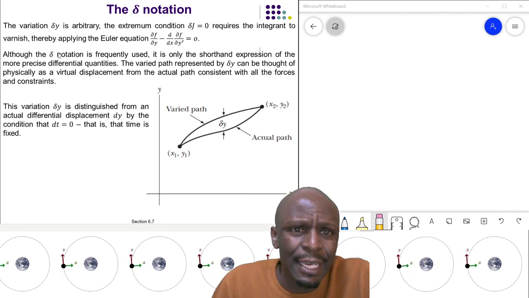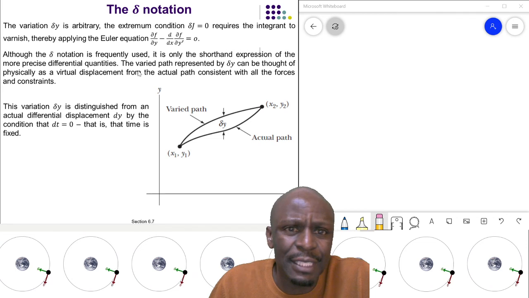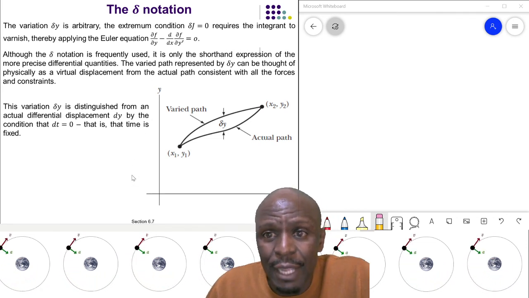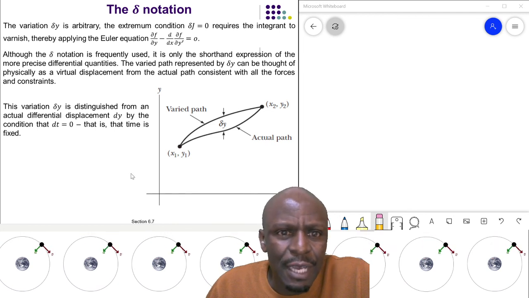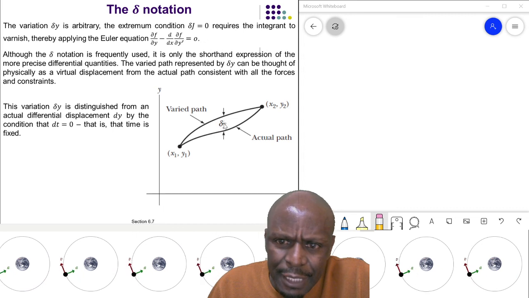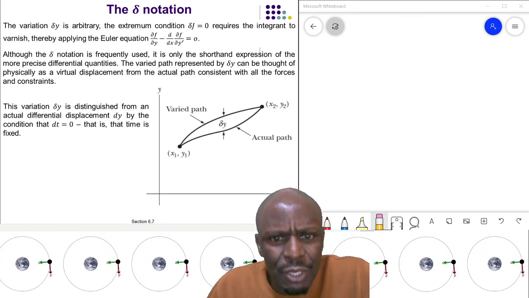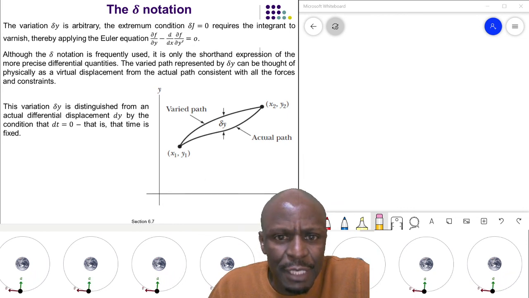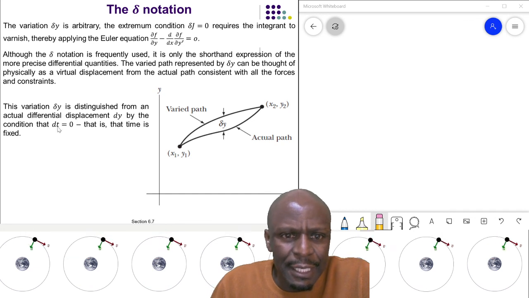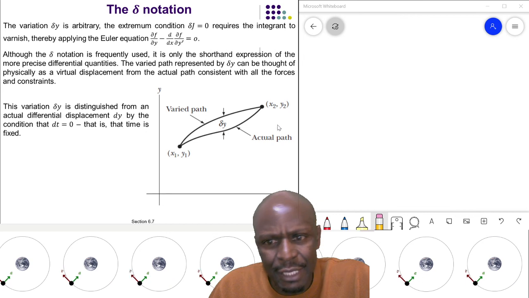Although the delta notation is frequently used, it is only a shorthand expression of the more precise differential quantities. The varied path represented by delta y can be thought of as a virtual displacement, as I've told you that this delta is just the variation of this. Now this variation is distinguished from an actual differential displacement dy by the condition that dt is just equal to 0. That is, the time is fixed.